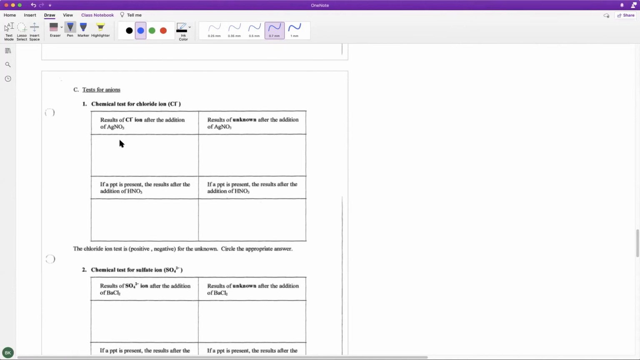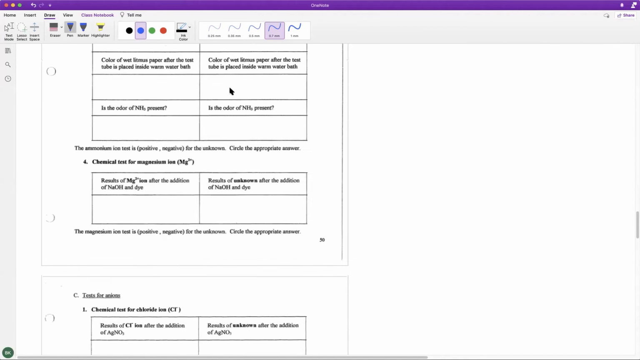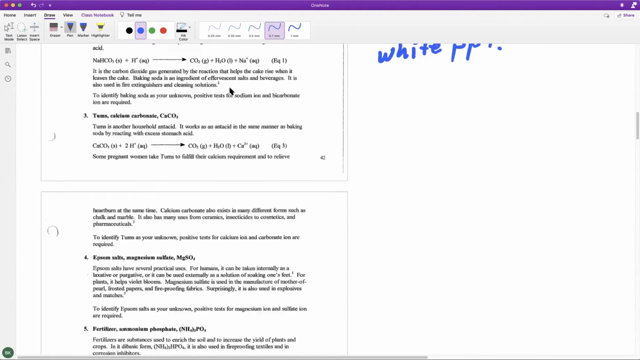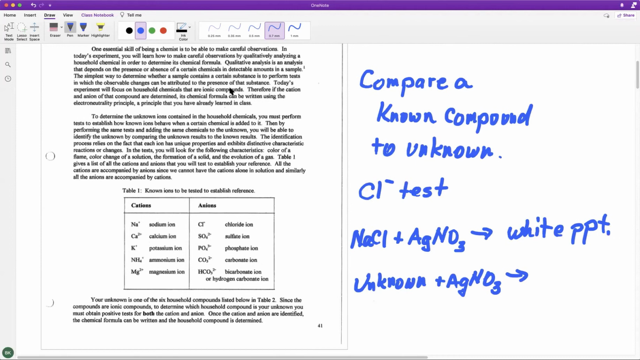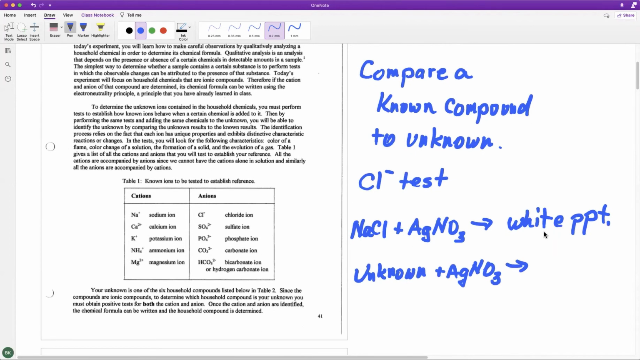Chemical test for the chloride ion. We're going to take the sample of sodium chloride and add AgNO3, and then make an observation of what it does. The one on the left side is the known, and the one on the right side is unknown. We add silver nitrate to sodium chloride, and we get a white precipitate. So we would write in here, the result of that test was a white precipitate. So we know that when we add something that has chloride in it, it gives us a white precipitate.